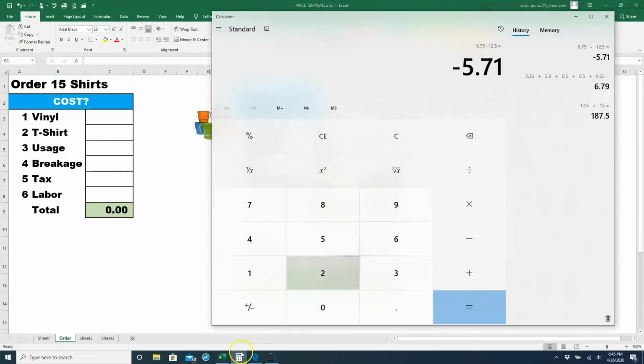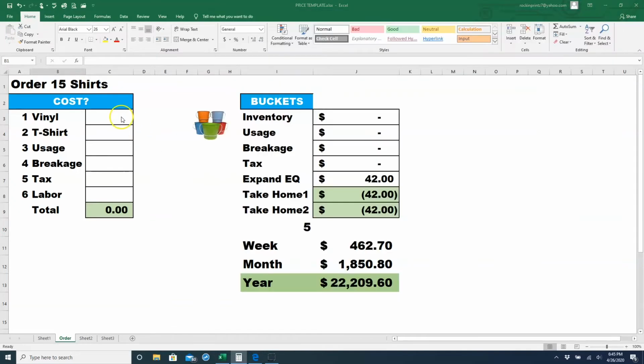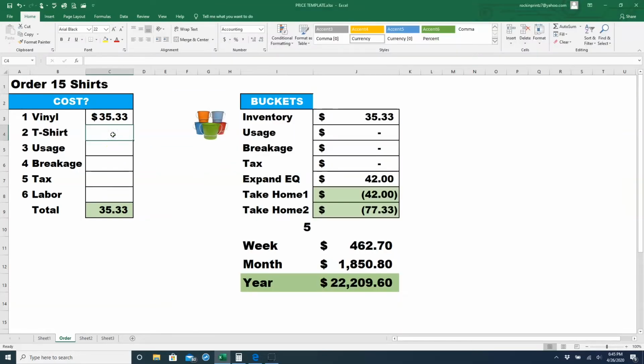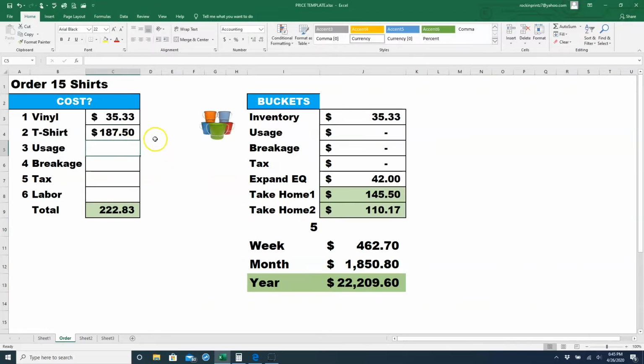We know our vinyl cost us $35.33, right? So we're going to type in 35.33. Okay, we're going to take 12.5 times 15 shirts. That's going to give us $187.50. This is going to be the total, and within the total we're going to have all these other buckets.